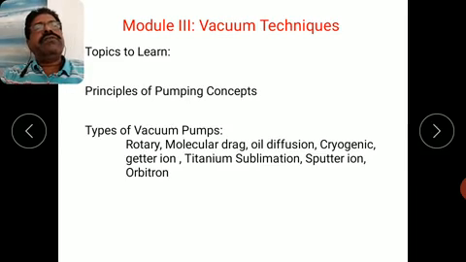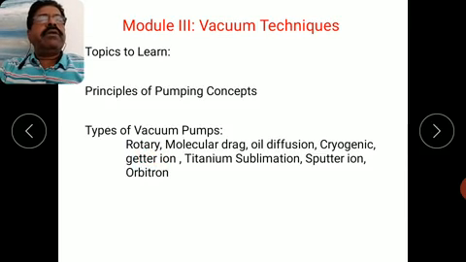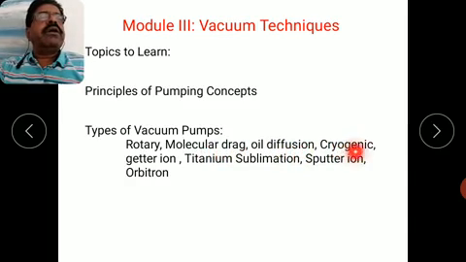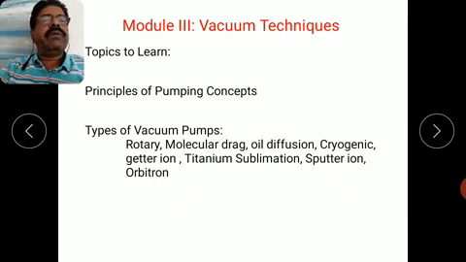The topics which we are going to study in this module are principles of pumping concepts. Then the different types of vacuum pumps which we are going to study are the rotary pump, molecular drag pump, oil diffusion pump, cryogenic pump, Gettering ion pump, titanium sublimation pump, sputter ion pump, and orbitron pump.